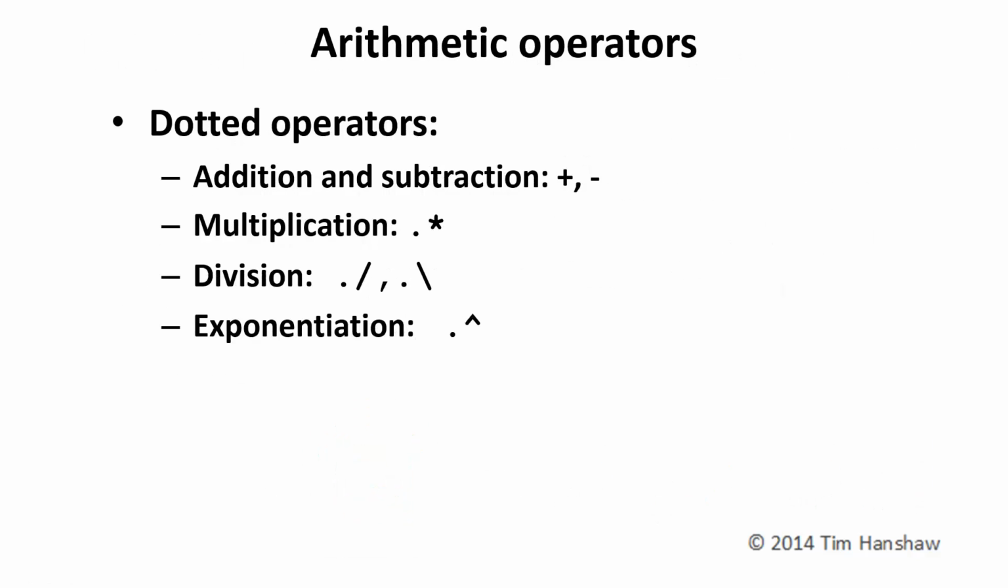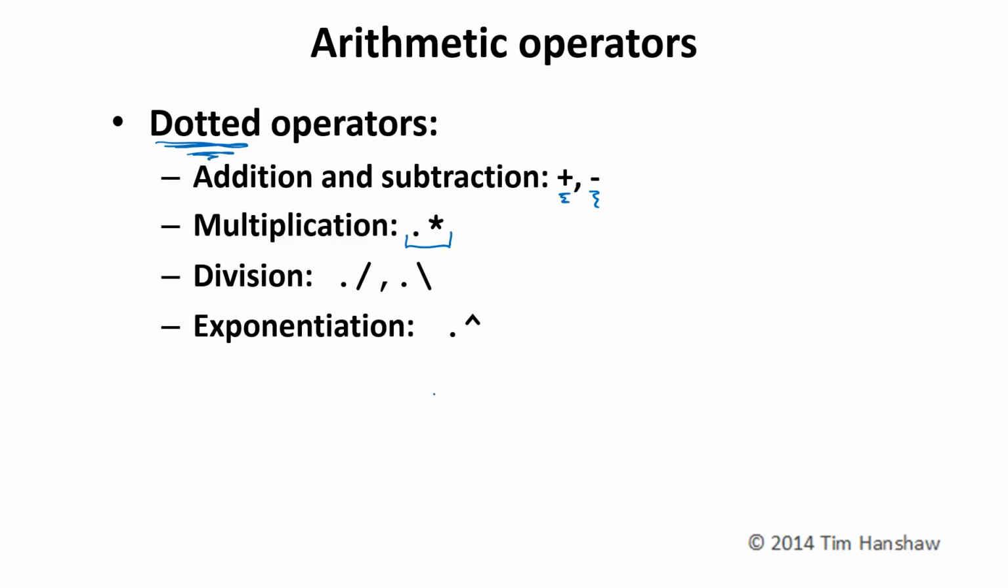Now let's talk about doing arithmetic with arrays. MATLAB has 2 sets of operators. It has dotted operators and undotted operators. For the moment, we're only going to talk about the dotted versions of the operators. To perform addition and subtraction, the operators are the plus sign and the minus sign, as you'd probably expect. There isn't a different operator for addition and subtraction. These are not dotted, but they work exactly the way all the other dotted operators work.